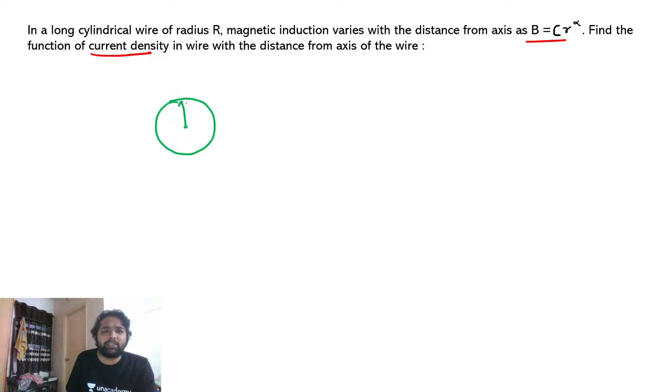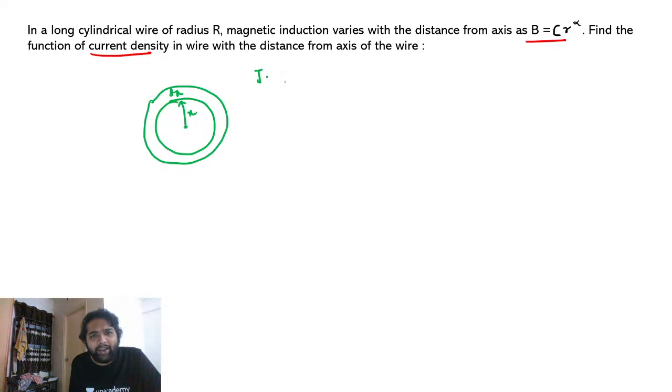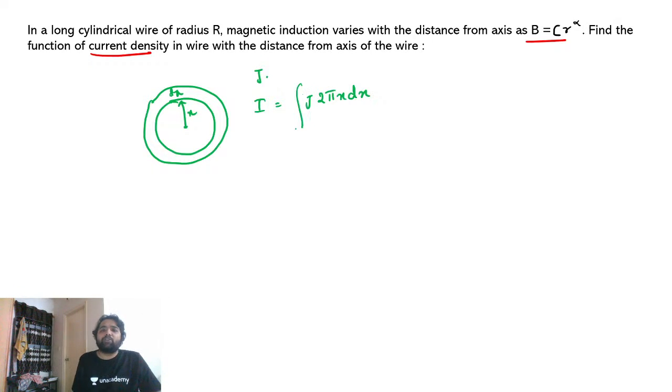Now at a distance x, if I take dx, at a distance x I take a dx element, so current I will take to be current and density to be j. So what will I get? The total current will be equal to j into 2 pi x dx from 0 to r. j will also be a function of x. This will be the total current inside. So total current inside will be equal to the integration of j into 2 pi x dx.